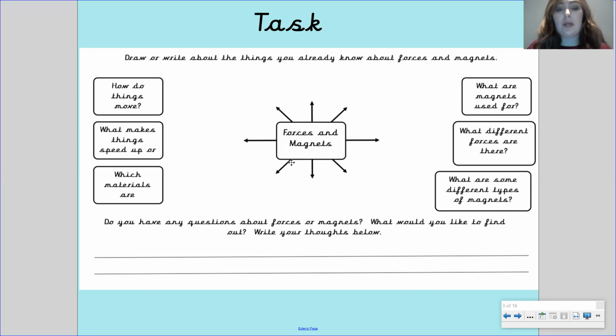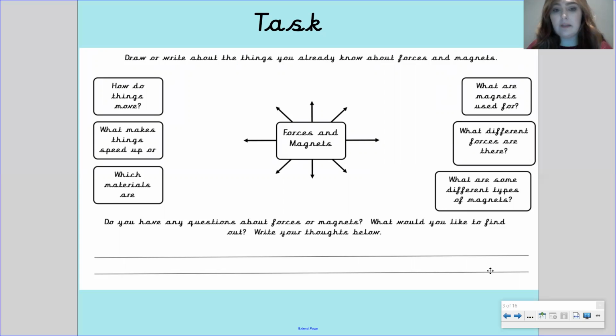Now, as I said, in the middle of your paper, you write forces and magnets, draw a line off of this. It's kind of like a mind map, a bubble map, a brainstorm. And I want you to draw or write your answers to these questions. As I said, remember, don't worry if you don't know. I just want to see what you already know.